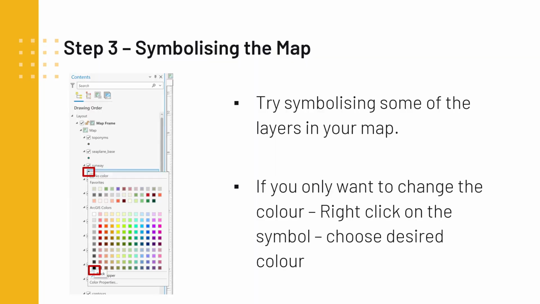Try symbolizing some of the other layers in your map. Note, if you're okay with the symbol and you just want to adjust the color, right-click on the symbol in your contents pane. This will bring up a pop-up and you can choose your desired color.